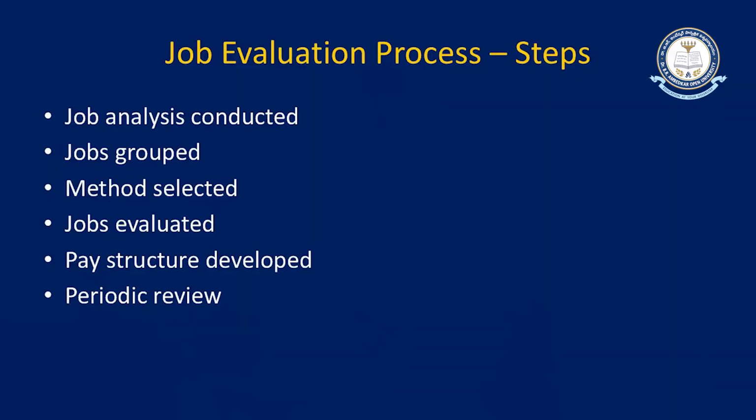So the steps that are there are quite important. They are very easy to follow. The first step is to have the job analysis, without which it's quite tough. Then you can group the jobs which are look-alike, and then you can select the appropriate method which is suitable for the purpose of the job. And then you evaluate the jobs, and then the pay structures will come out. And as a matter of fact, you need to review periodically. If you take care of that, that will be good. Job evaluation also comes with a bunch of mistakes if you don't follow them.